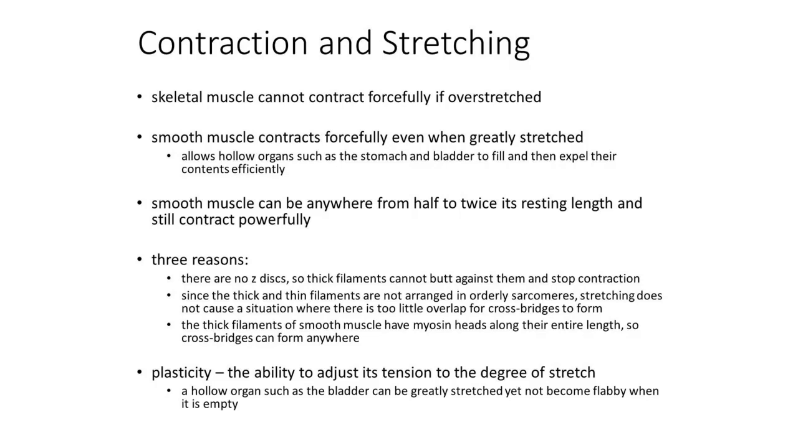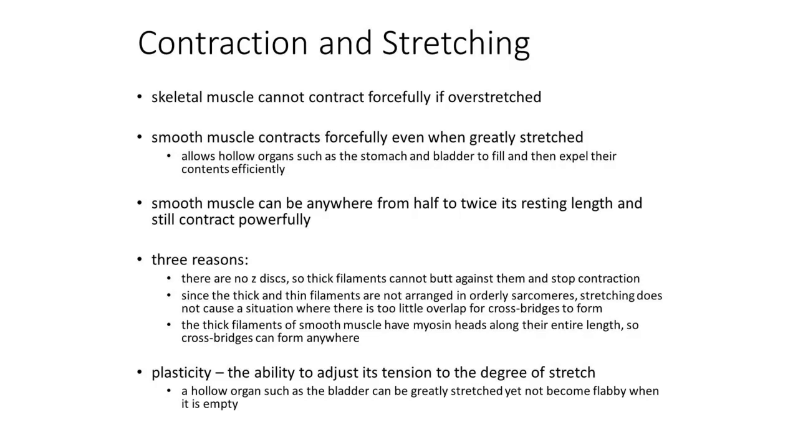So, remember, skeletal muscle cannot contract forcefully if it's overstretched. Smooth muscle contracts forcefully even when greatly stretched, and this allows hollow organs such as the stomach and bladder to fill and then expel their contents efficiently. Smooth muscle can be anywhere from half to twice its resting length and still contract very powerfully.